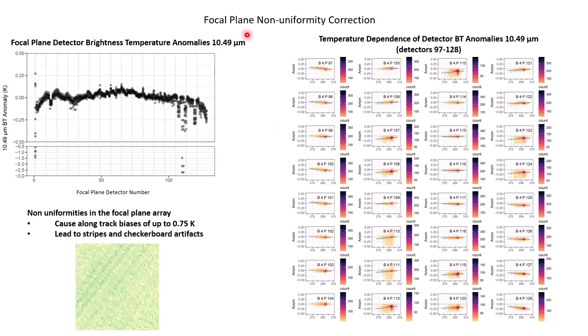There also are non-uniformities along the focal plane which have to be corrected. Here's a plot of the brightness temperature anomaly along the focal plane from pixels 1 to 128. And what you notice is that there is a positive anomaly in the middle of the focal plane. There's a negative anomaly in many of the pixels on this end of the focal plane, and a smaller negative anomaly on this end of the focal plane.